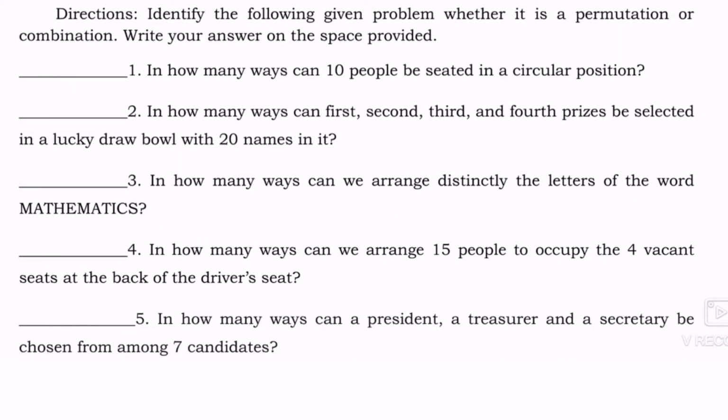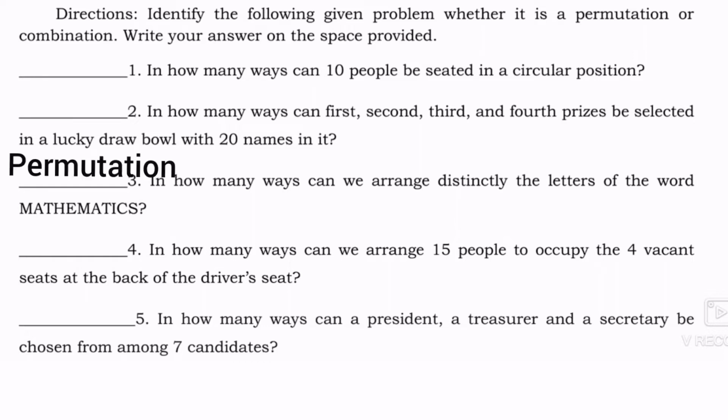Identify the following given problem, whether it is a permutation or combination. Write your answer on the space provided. Number 1, in how many ways can 10 people be seated in a circular position? The answer is permutation. Number 2, in how many ways can first, second, third, and fourth prizes be selected in a lucky draw ball with 20 names in it? The answer is combination. Number 3, in how many ways can we arrange distinctly the letters of the word mathematics?